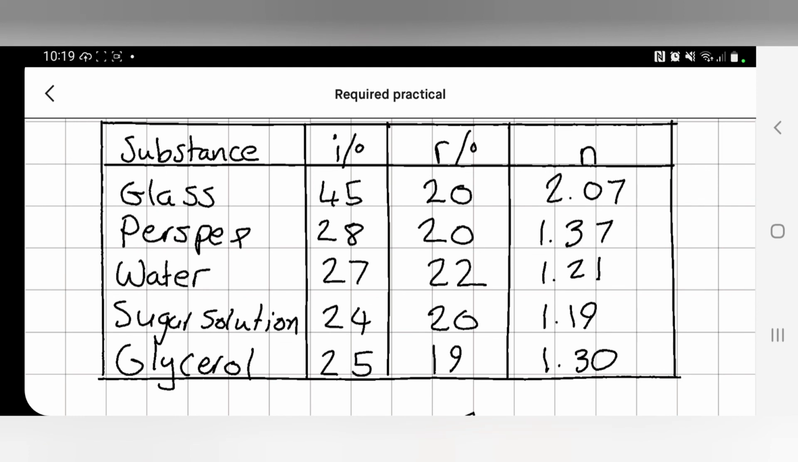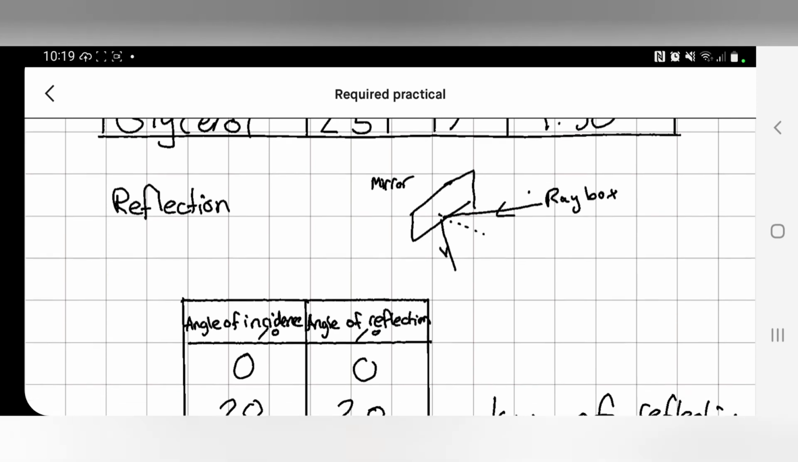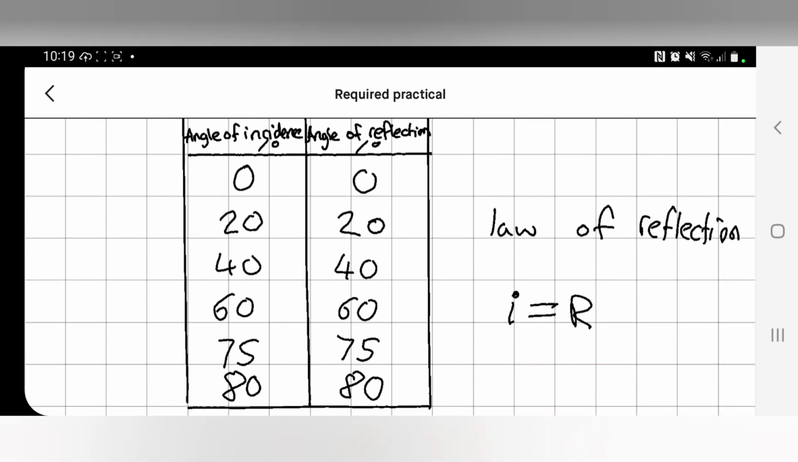This is for the refraction experiment. This is for the reflection experiment.